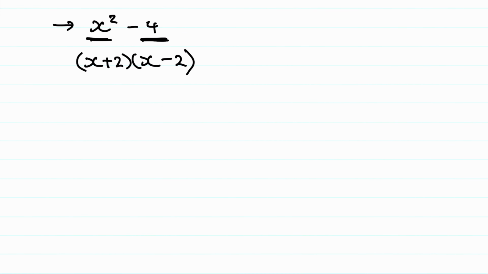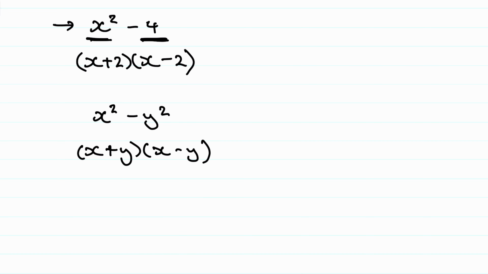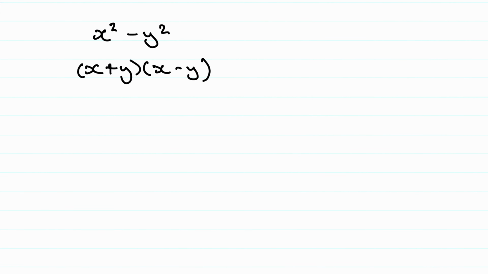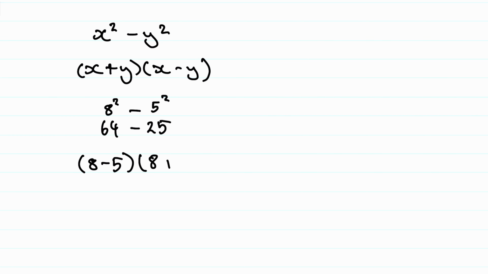This also applies, of course, to two squared letters. So if you had x squared minus y squared, for example, we could do exactly the same thing. We'd have x plus y and x minus y. And also if you had two numbers, so let's say you wanted to compute 64 minus 25. Well, you know 64 is just 8 squared and 25 is 5 squared. So we could write this as 8 minus 5, 8 plus 5.